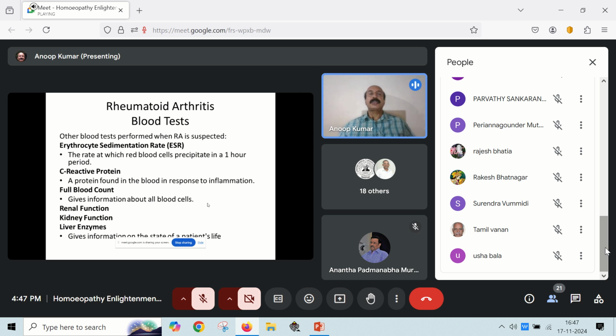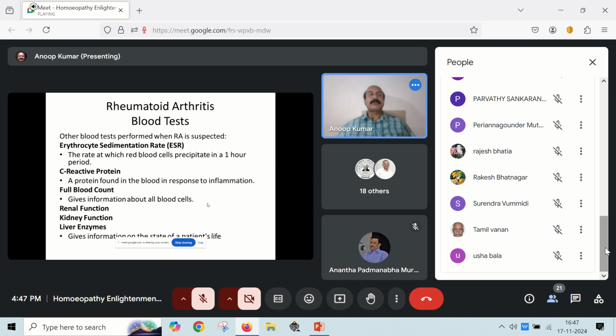Other blood tests performed for suspected rheumatoid arthritis are the erythrocyte sedimentation rate, ESR, which everybody takes. The rate at which the blood cells precipitate in an hour is called the ESR. If it is high, then you have a chance of having rheumatoid arthritis. And C-reactive protein, we are all familiar with it from the COVID times. It is a protein found in the blood that is responsible for inflammation. In the COVID times everybody used to say that if the C-reactive protein test is positive, there is inflammation in the body and you are having some problem going on in the system. If you have rheumatoid arthritis symptoms and C-reactive protein is high, then you have a problem.